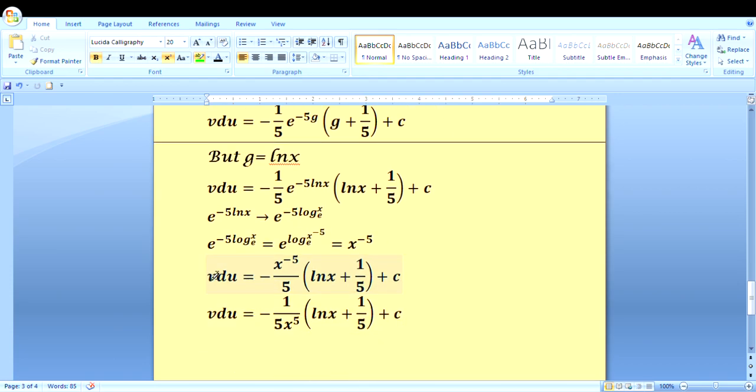So if we substitute it in this part of our equation here, this becomes minus x raised to power minus 5 divided by 5. So if you apply the laws of indices, this becomes minus 1 over 5 x raised to power 5 open bracket ln x plus 1 over 5 close bracket plus c, where c is an arbitrary constant. So this is how to handle these questions. We can see that we have shown it clearly.